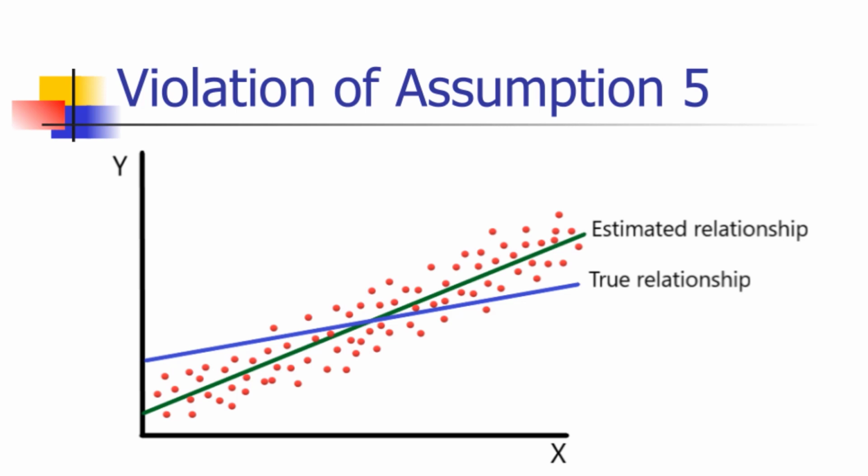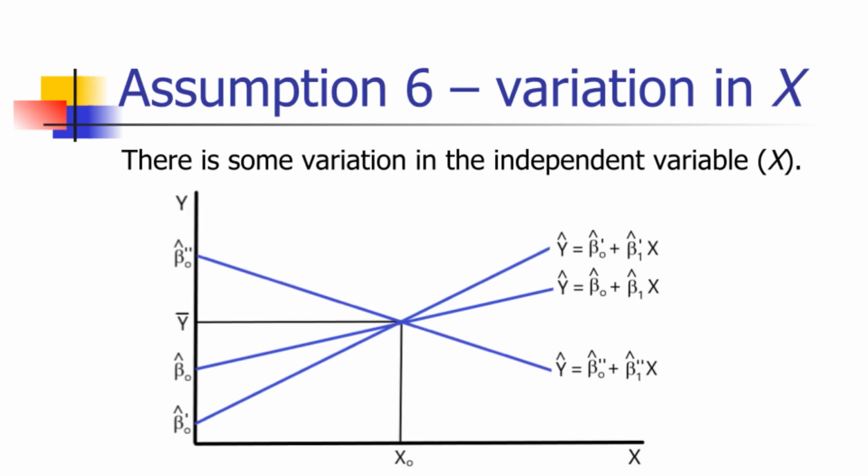For now, we're going to assume that that condition holds and that the independent variables are truly independent variables and they're not random. The last assumption we're going to make is that there is some variation in the independent variable. And the basic reason for that is, suppose you try to fit a regression relationship and the value of the independent variable is always equal to x0.